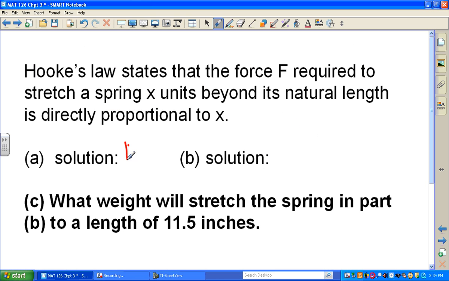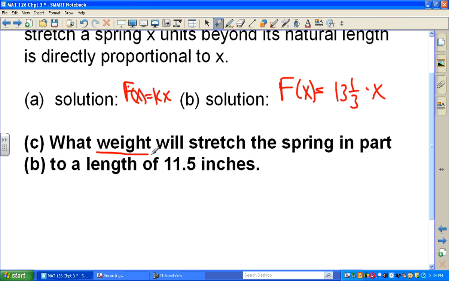All right, so this one was f of x equals kx. This one was f of x equals 13 1/3 times x. What weight will stretch the spring in part A to a length of 11.5 inches? Well, you don't put in 11.5 inches. Remember, we started at 10. You're stretching all the way to 11.5, so that's a difference of 1.5 inches.